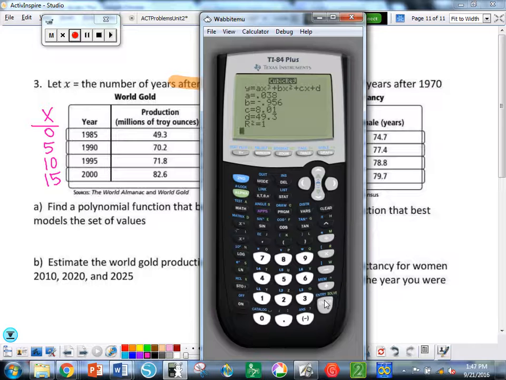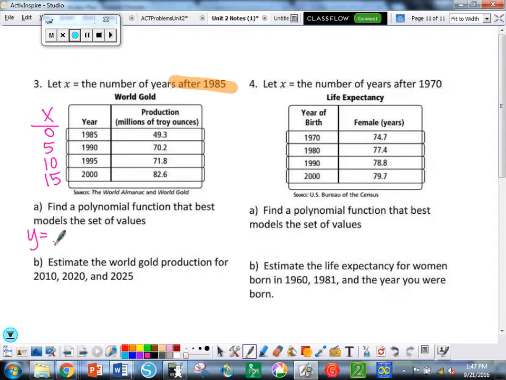So y equals, you'll have to help me out because mine drops. Y equals 0.038 x cubed minus 0.95 x squared and what? Okay, so there's my regression model.